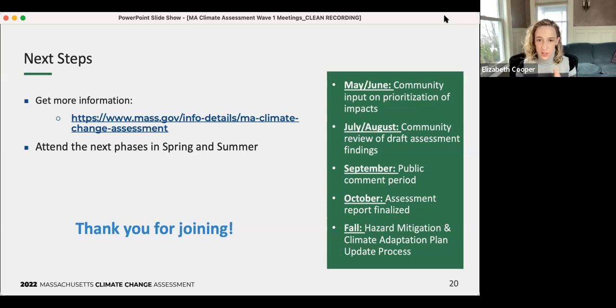And then in July and August, we'll have community review of the draft findings and get your help refining those and identifying gaps. In September, there will be a public comment period on the draft assessment. And then in October, that assessment will be finalized and will again serve as the foundation to the update of the state hazard mitigation and climate adaptation plan process.